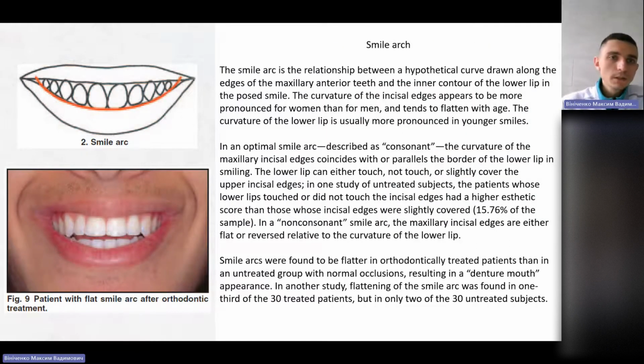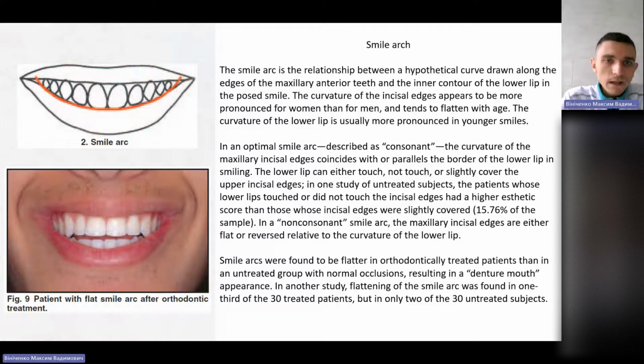The smile arch. The smile arch is the relationship between a hypothetical curve drawn along the edges of the maxillary anterior teeth and the inner contour of the lower lip in the posed smile. The curvature of the incisal edge appears to be more pronounced for women than for men and tends to flatten with age. The curvature of the lower lip is usually more pronounced in younger smiles. In an optimal smile arch described as consonant, the curvature of the maxillary incisal edge coincides with or parallels the border of the lower lip in smiling.